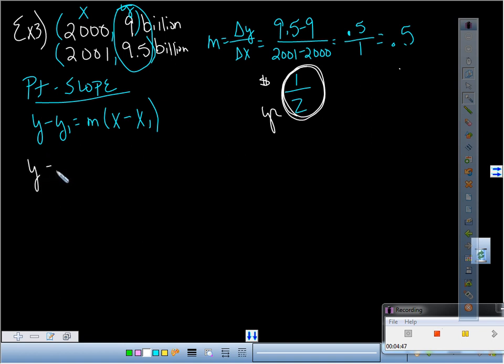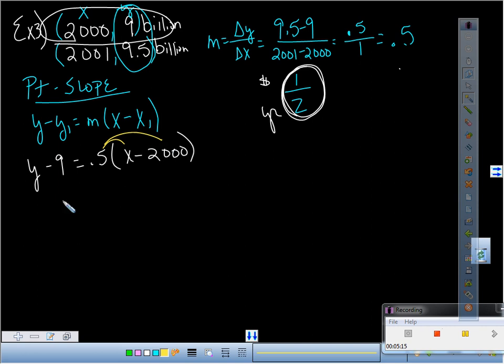So, y minus. I'm going to choose the first point just because it has less stuff in it. So, y minus, what's y sub 1? 9.5? No, 9. Sorry, I put the first one. Is equal to, what's the m? 0.5 times x minus, what's x sub 1? 2000? Now I'm going to distribute and collect. So, y minus 9 is equal to, what's 0.5 times x? What's 0.5 times negative 2000? What's half of 2000?